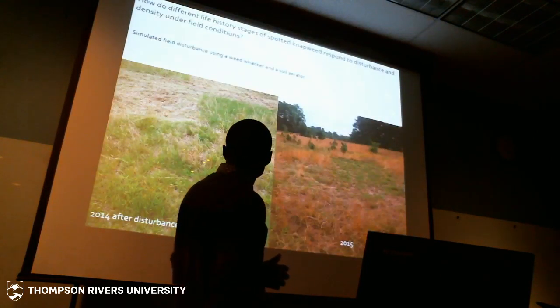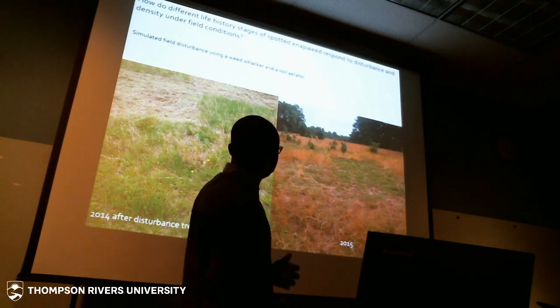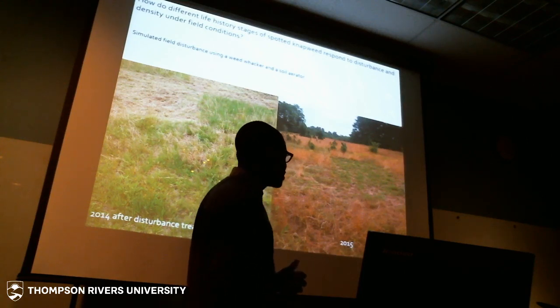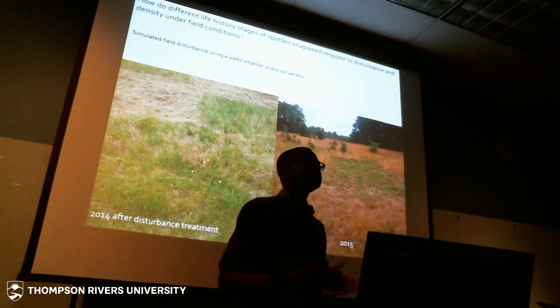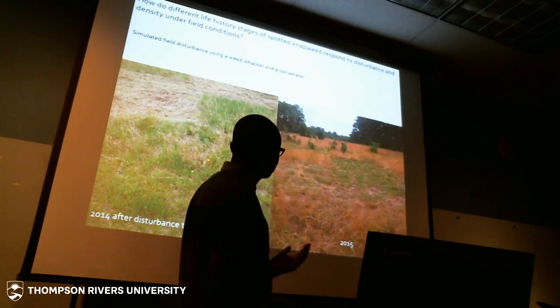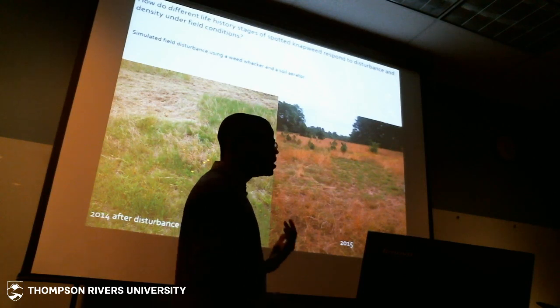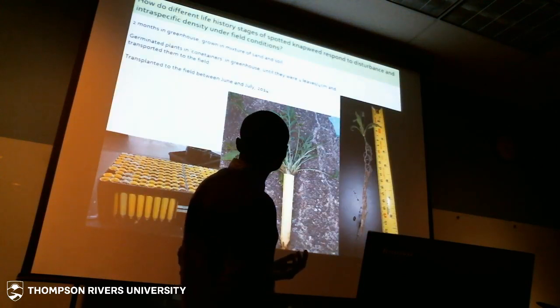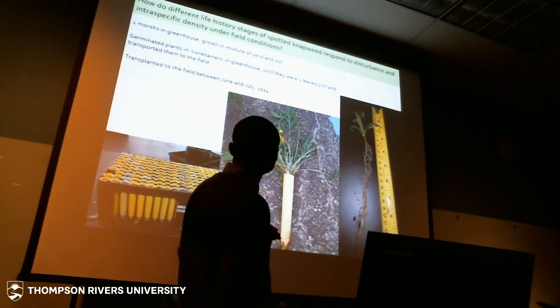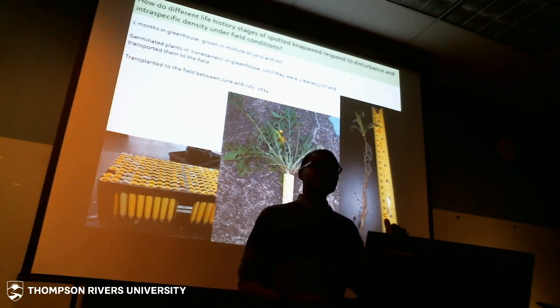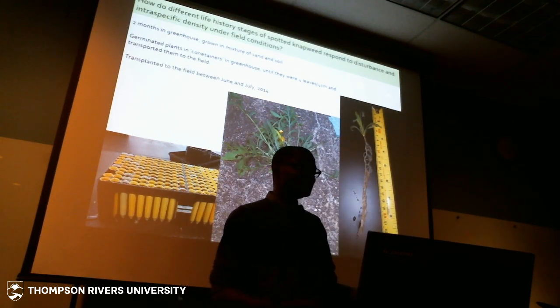And so by 2015, there was already some growth. My experiment lasted for 3 years. By 2015, there was some growth in the disturbed plots, but the growth had not reached the levels of the undisturbed plot. I'm showing you this because I'm sure we are all worried about me going out there into the field and planting invasive species.